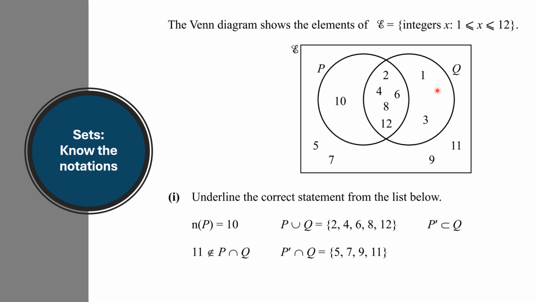sets P and Q. What is important for this question is that you will need to know all the symbols, all the notation given here. So let's go through each of them. With this, let's look at the first one on the left.